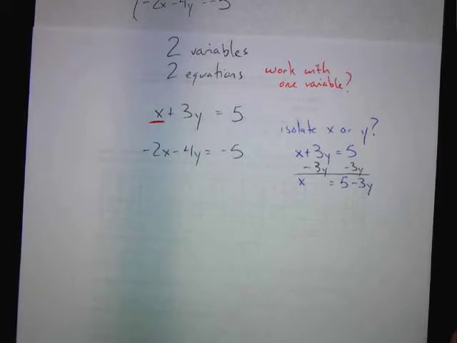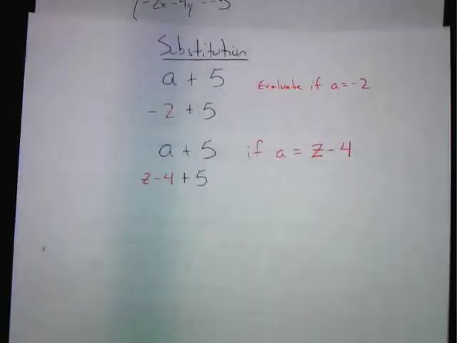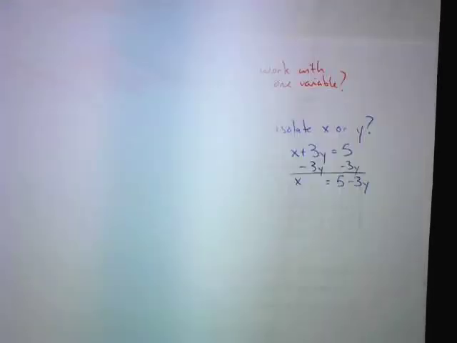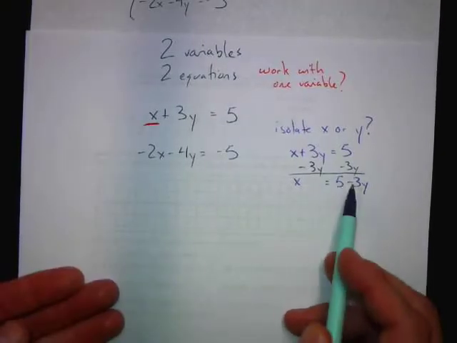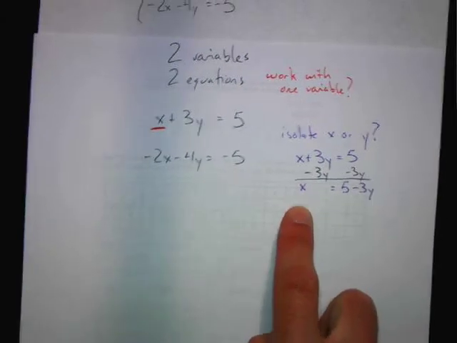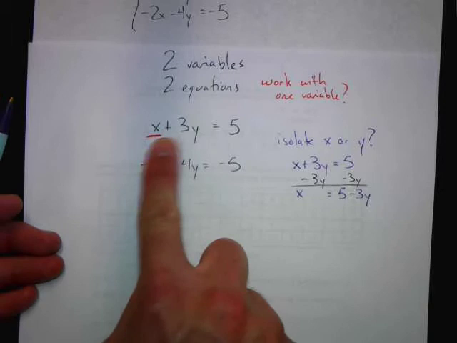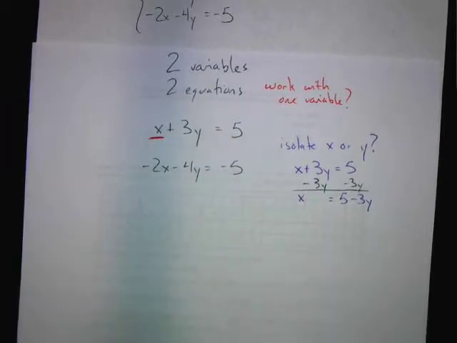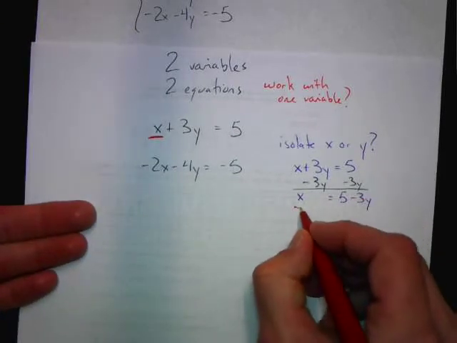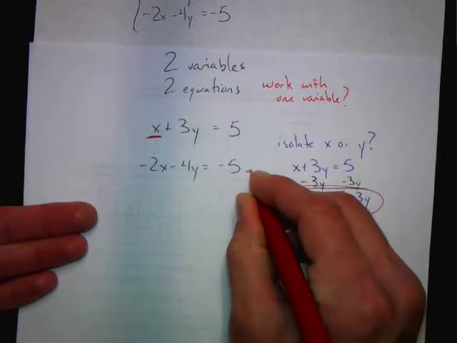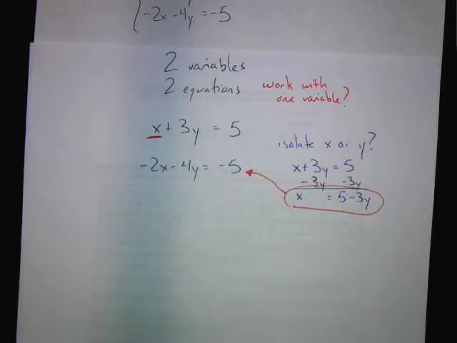Now, just like in our previous example, if we had a equals z minus, we could substitute some crazy looking thing. We're going to end up substituting a crazy looking thing. But here's the deal. We take that variable that we isolated using this equation. Since we used this equation, we're going to substitute this into the other equation. So this is where things get crazy.